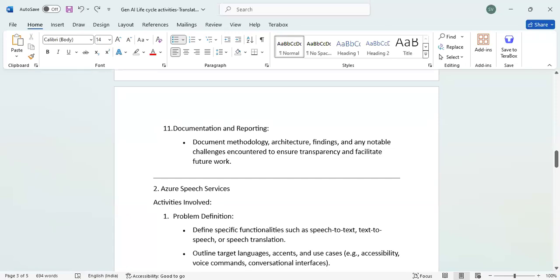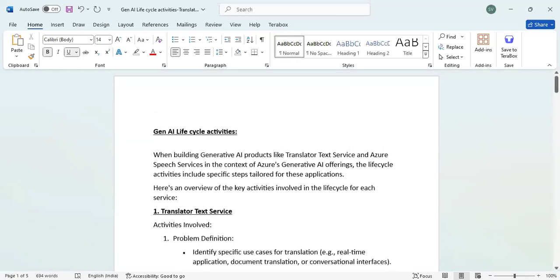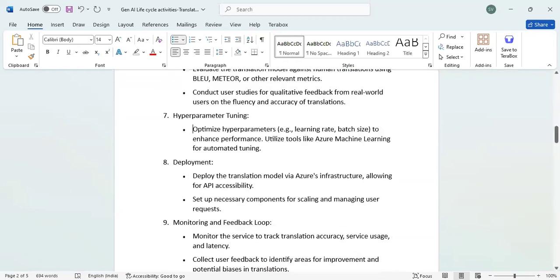Then documentation and reporting. Document methodology, architecture, findings, and any notable challenges encountered to ensure transparency and facilitate future work. Yes, that is required. We'll see only one service today about the activities. About the other service, we'll see later. But what I want you to work on is the deployment activities, and find out what MLOps and DevOps activities are relevant for them. Then it will give the list. Those activities also can be included here under deployment.